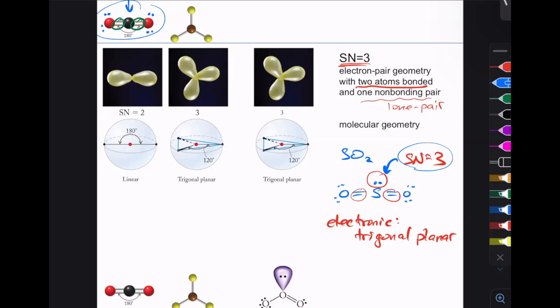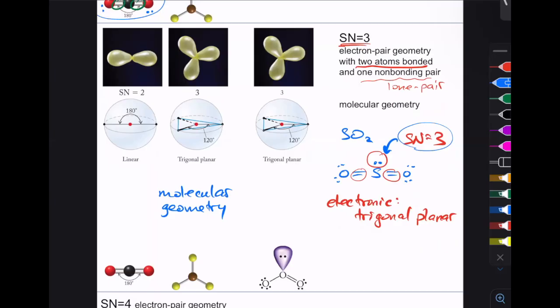All right, so that's the electronic trigonal planar. But if we now look at the molecular shape, or the molecular geometry, what's it going to be? Any ideas? Yes. This would be bent, or sometimes we would call that angular, but I think your textbook only uses bent.